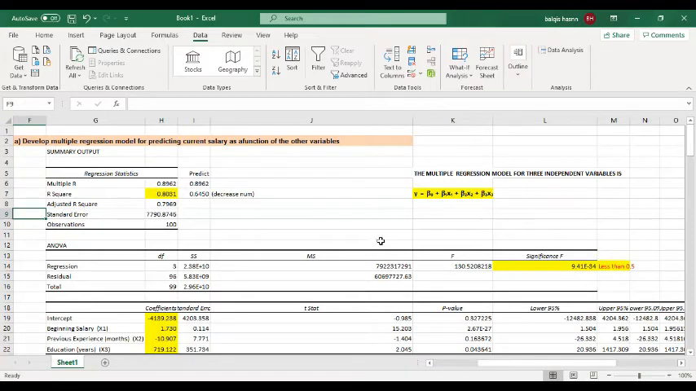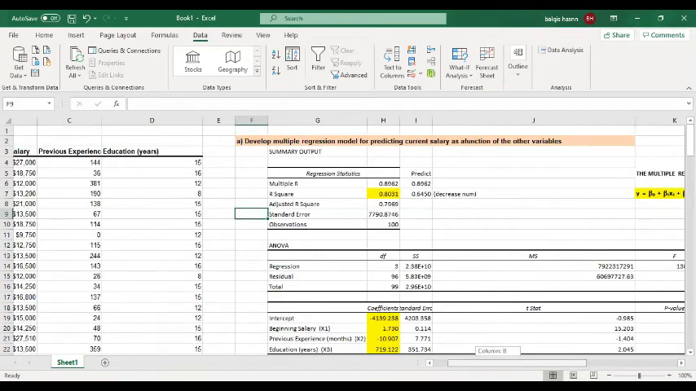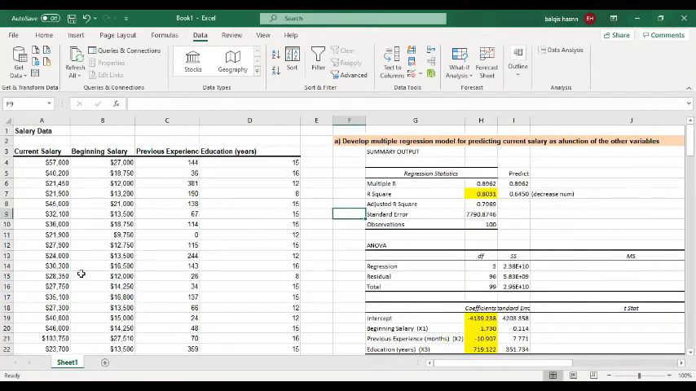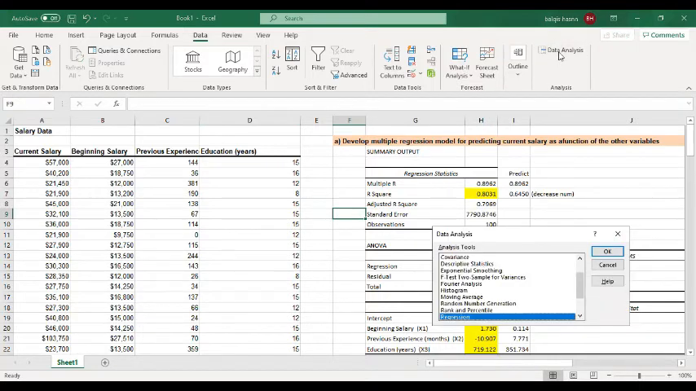Now I will use Excel to perform the multiple regression analysis. For step 1, import all the data into the spreadsheet. Next step, we go to Data Analysis. Click Data Analysis, and then for the analysis tool, we select Regression, and then we click OK.